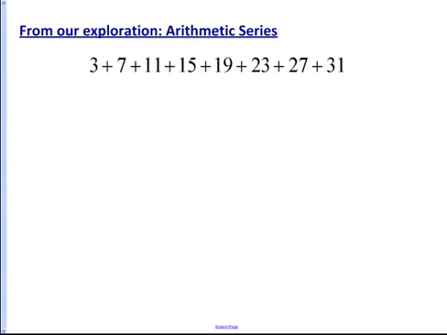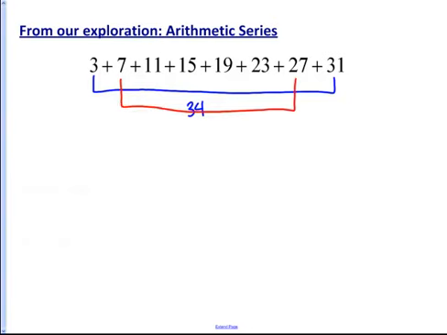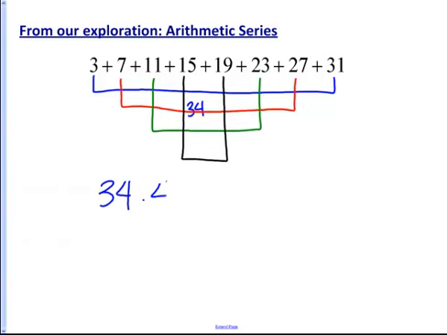So this is just a continuation of the exploration of arithmetic series that we did in class. We were looking for a shortcut to add these up, and we noticed that if you take the first term and the last term, they add up to 34. And if you take the second and the second to the last, they also add up to the same thing. And you can continue that pattern. 11 and 23 will add up to 34, and 15 and 19 will add up to 34.